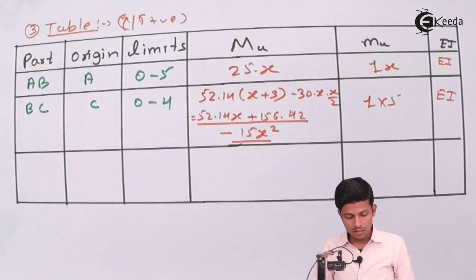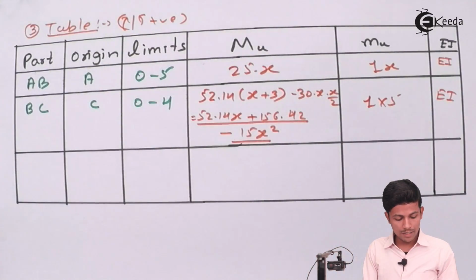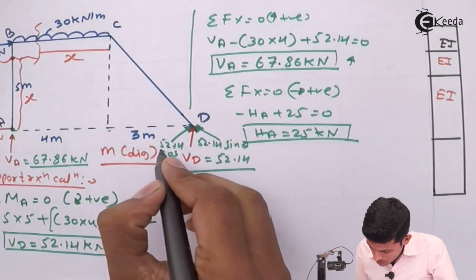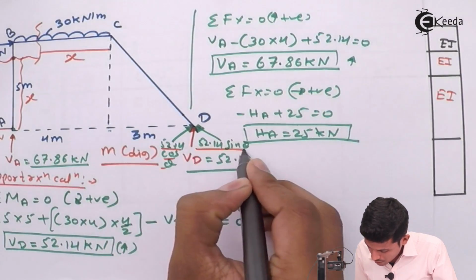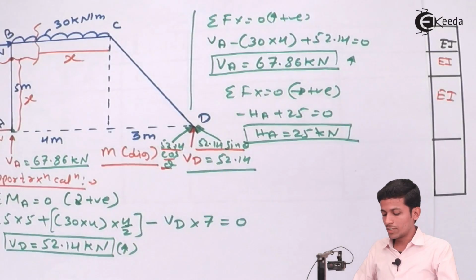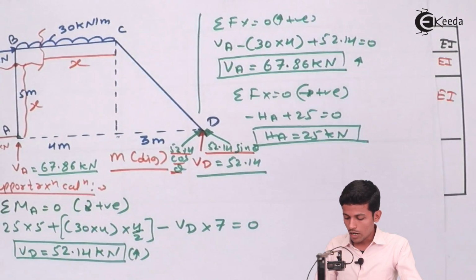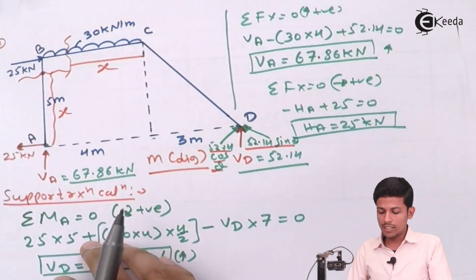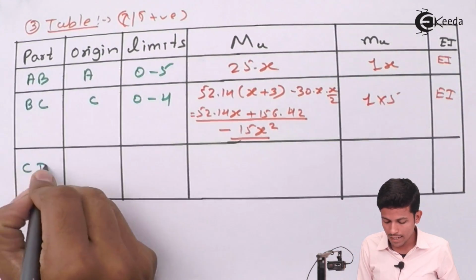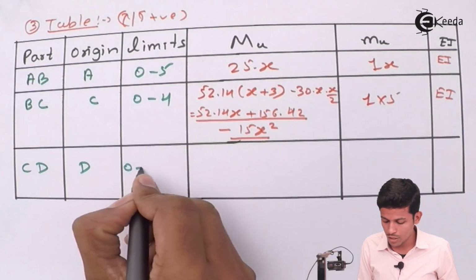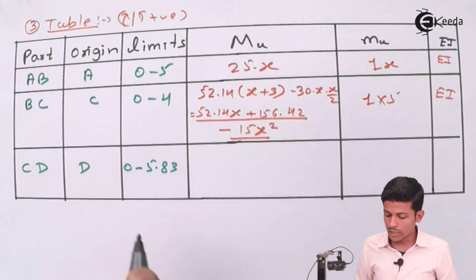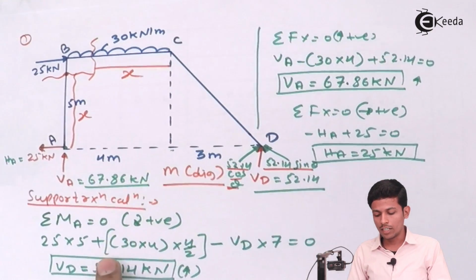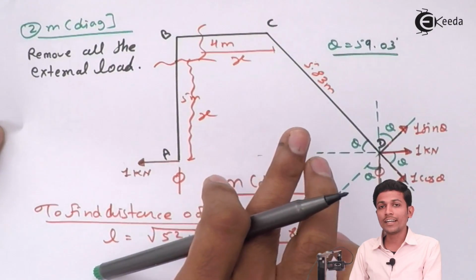Now see, what our next part will be: we are done with this part. This is the value of this, and this is the value of this. This is the first. Now after that, the part left is C and D. For part C and D, D is the origin, and the limit will be 0 to 5.83. Where the 5.83 is coming from: this is the distance, and it will be 5.83. You can write it over here, 5.83.